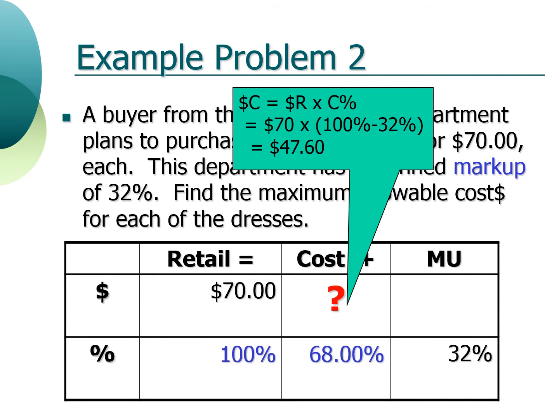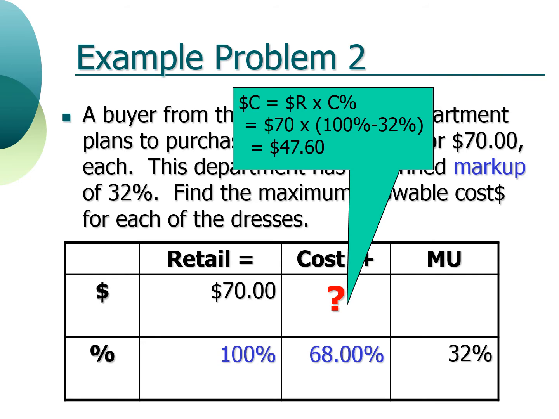Let's take a look at the answer. I hope you remember that retail is always 100%. Because retail is 100%, your cost percent can be easily calculated by knowing the markup percent. So 100% retail equals cost percent plus markup. The cost percent will be retail minus markup, so 100% minus the markup percent of 32%. That gives us a cost percent of 68% of retail.